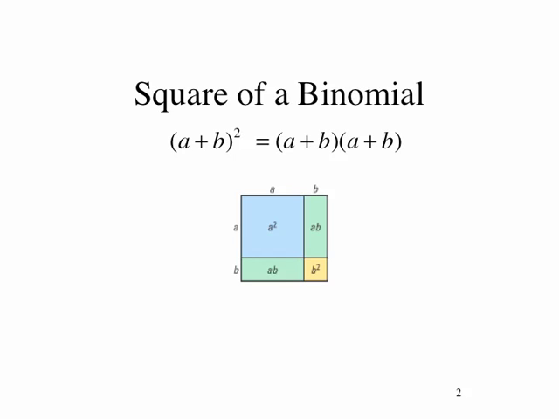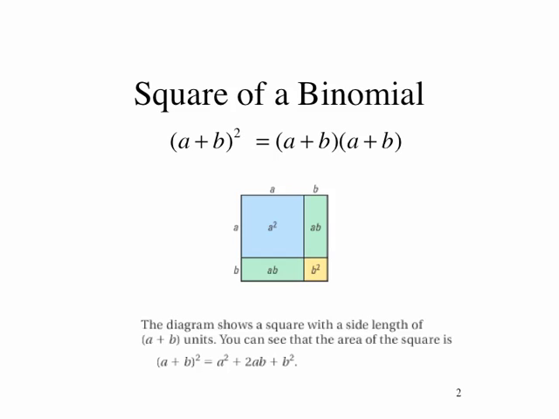If you look at the squares inside this area model, you'll see that in blue, there's a square whose area is a squared. In yellow, there's a square whose area is b squared. And there are two rectangles that each have an area of ab, a times b. If we add all four of these together, we have a squared, the blue one, plus 2ab, that's the two green rectangles, plus b squared. This pattern, a squared plus 2ab plus b squared, is the result when you square a binomial.